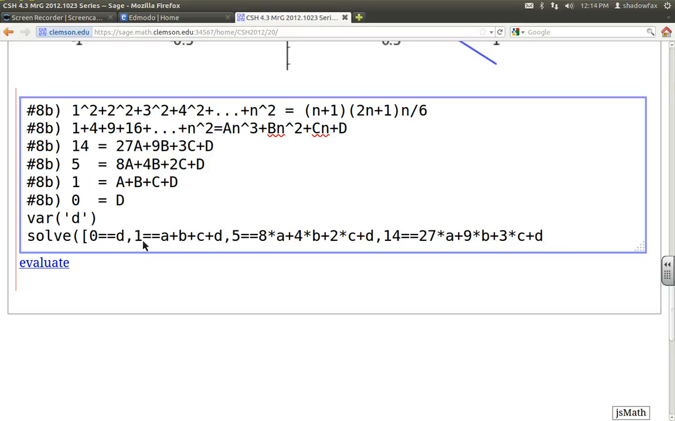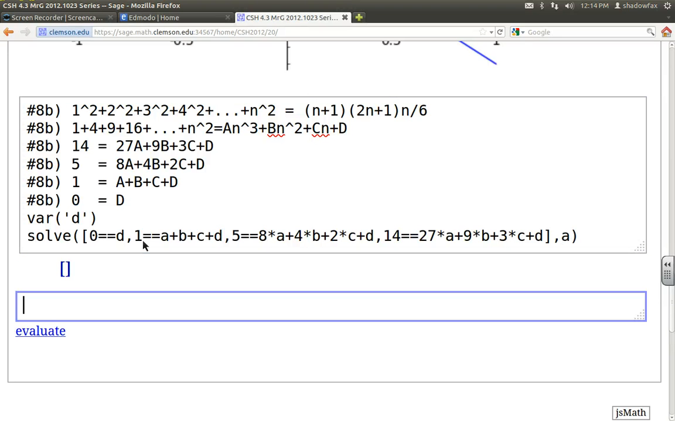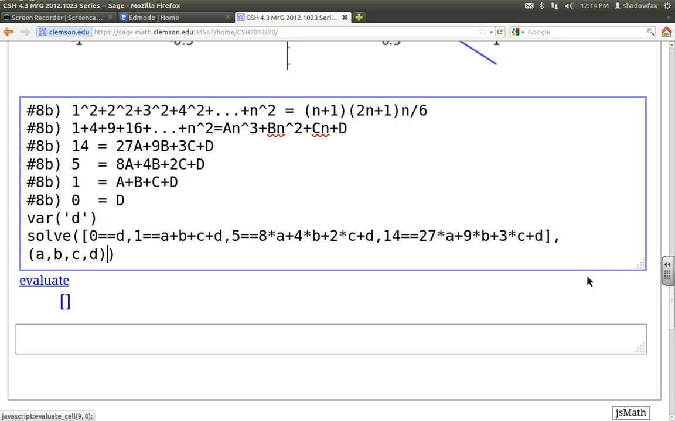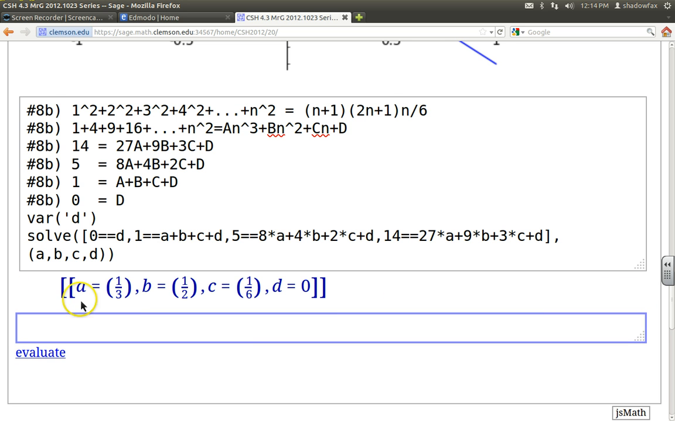Close the list, comma, tell it what to solve for. Well, I could just tell it to solve for a if I want. There is no solution. Wait, we had an answer yesterday. What did we do wrong? I don't like that. All right, open parentheses, a, comma, b, comma, c, comma, d. Close that parentheses. What do you got? Okay, that's different.